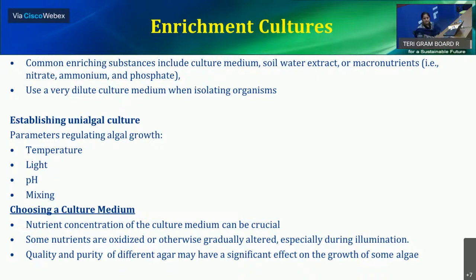So the optimum light can be good for growing these cultures. Again, pH is a very important factor for freshwater and marine. For freshwater, generally 6 to 7 pH is good for growing this strain. But if we talk about the marine isolates, they grow at a pH of 8 or 8.5.